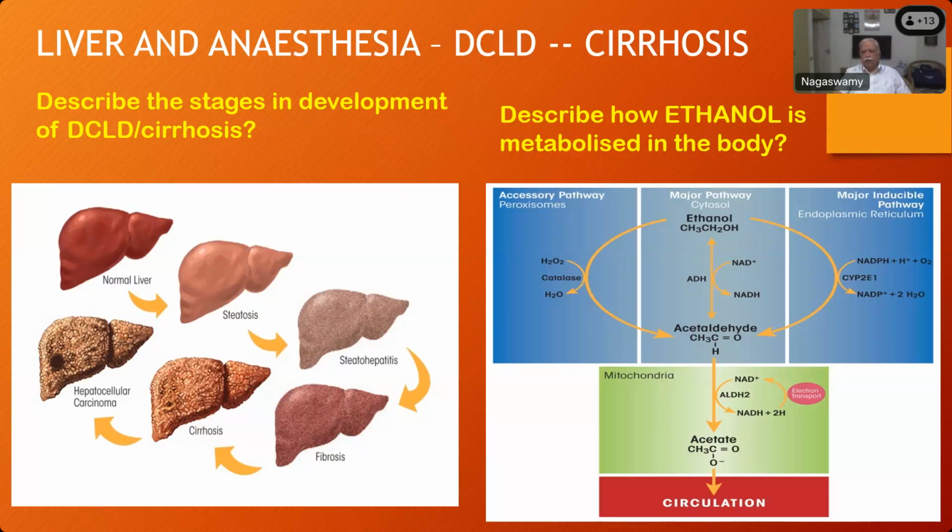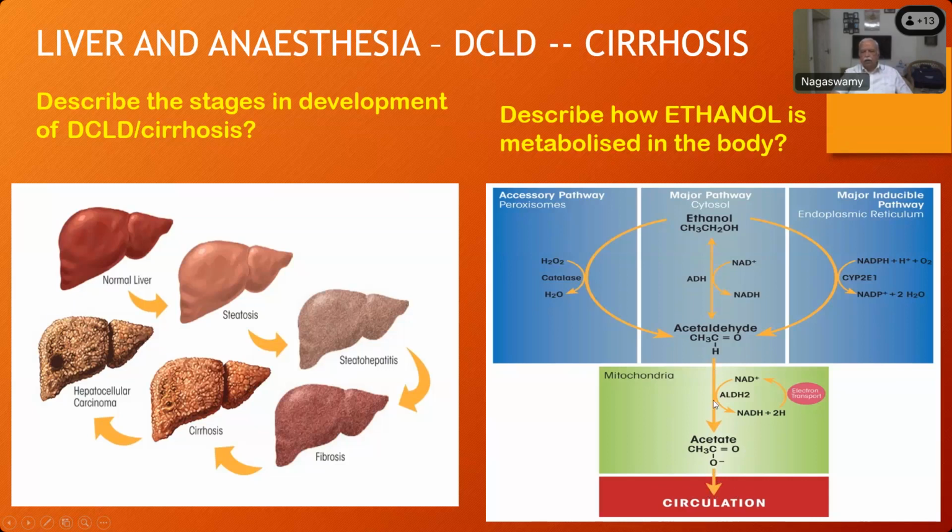Okay. So similar to that, there is a major inducible pathway in the endoplasmic reticulum of the hepatocytes, which also acts through the cytochrome P2E1 enzyme to convert NADPH into NADP. So all these reactions are taking place in the cytoplasm or cytosol of the hepatocyte. And once all of them lead to the formation of acetaldehyde, this is transferred into the mitochondria, and the mitochondria will convert the acetaldehyde into acetate, and that will come into the circulation.